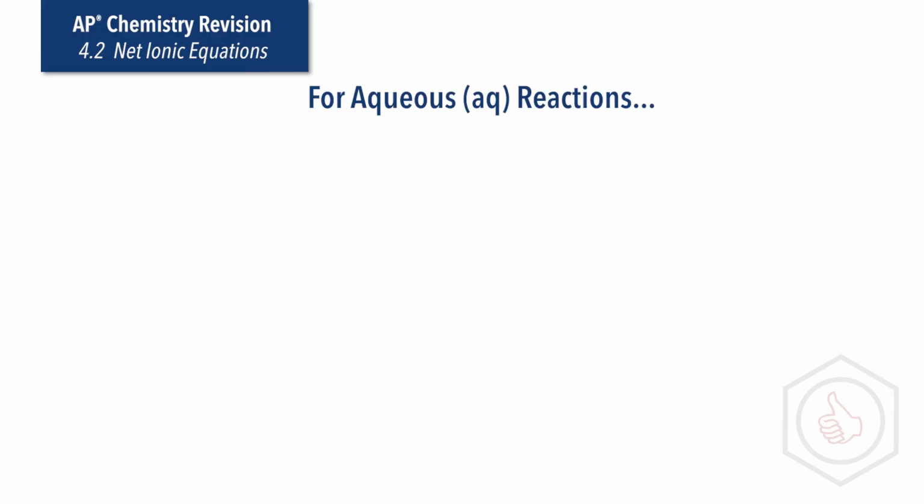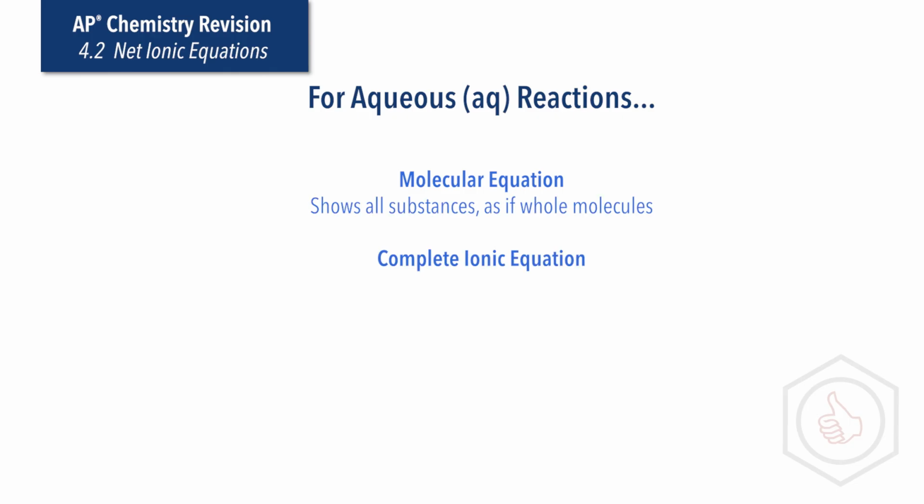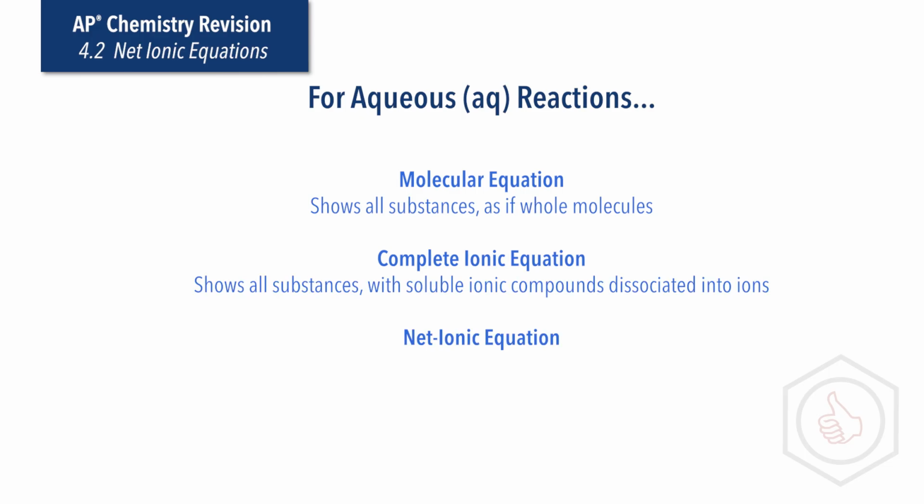In aqueous reactions, we can often write 3 different forms of the equation taking place. We have a molecular equation, which shows all substances as if they were molecules and weren't broken apart in the liquid. The complete ionic equation, which shows all ions dissociated from soluble ionic compounds, and the net ionic equation, which removes ions that don't actually change in the reaction. These are called spectator ions.